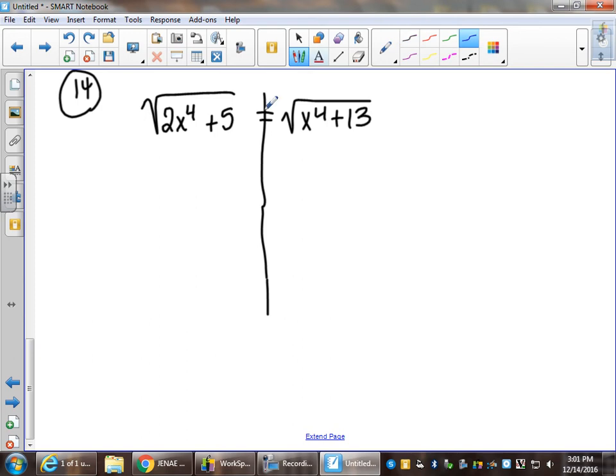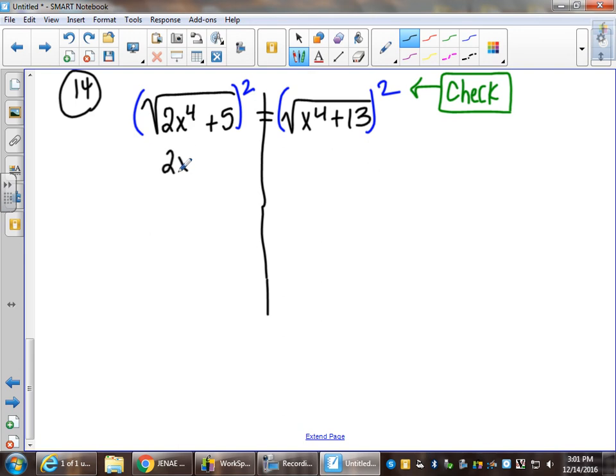Okay, so I'm going to raise both sides to the second power. I can do that right away because I have a radical on each side. They're both square roots, so raising to the second power works. Right away, I see that I'm raising to an even power, so I'm going to write myself a note that I need to check my final answer once I get there. This becomes 2x to the fourth plus 5 equals x to the fourth plus 13.